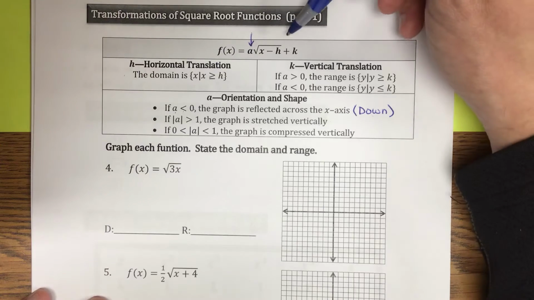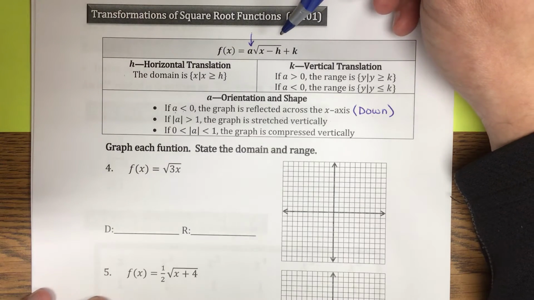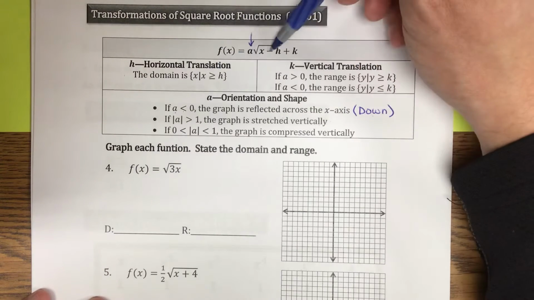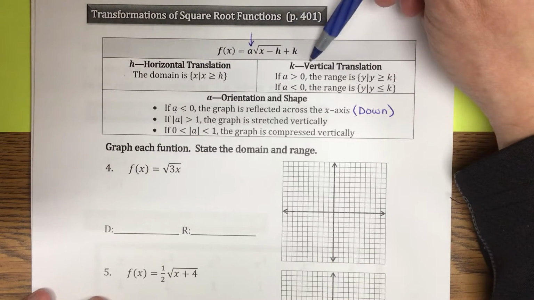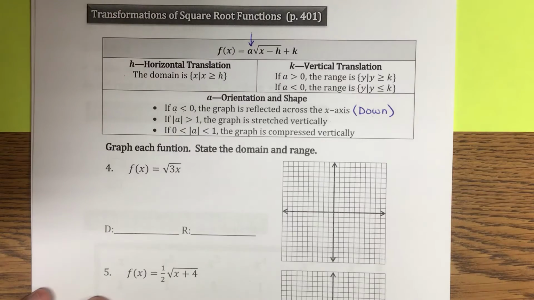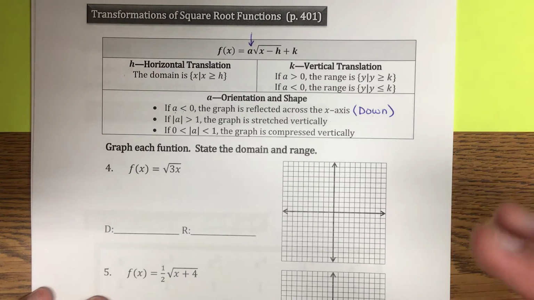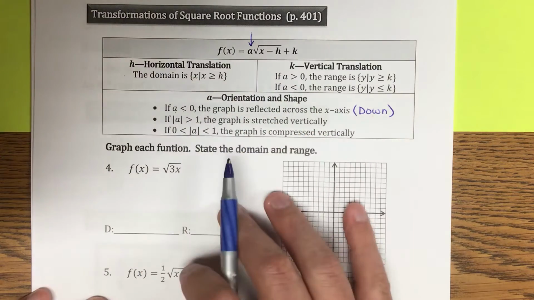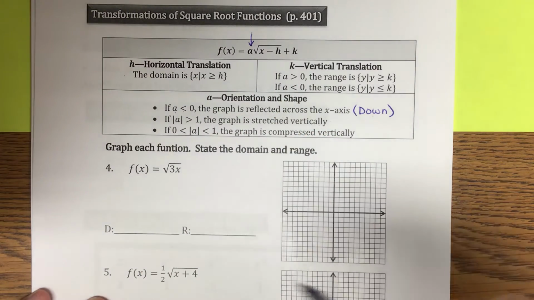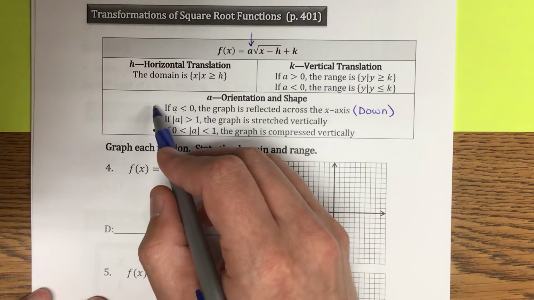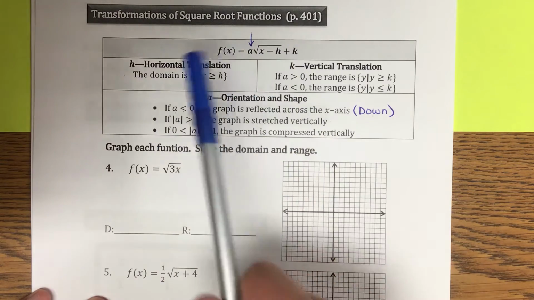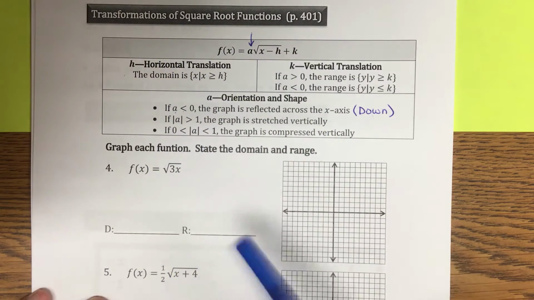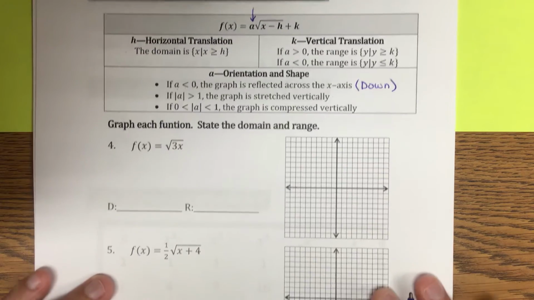But the graph can also be translated left or right, and that's going to be with the h value. And then it can also be translated up or down, and that's going to be with the k value. But the way that I'm going to show you how to graph these, you don't really need to memorize this information necessarily. Maybe the a value is important to know, but the h and the k value, we're going to kind of incorporate that into our graph.